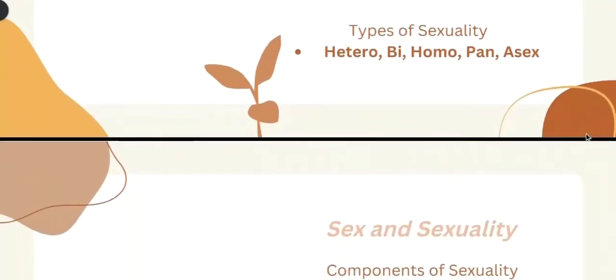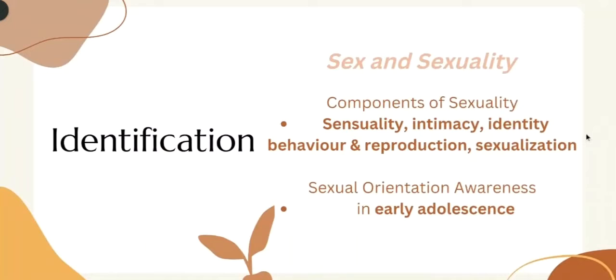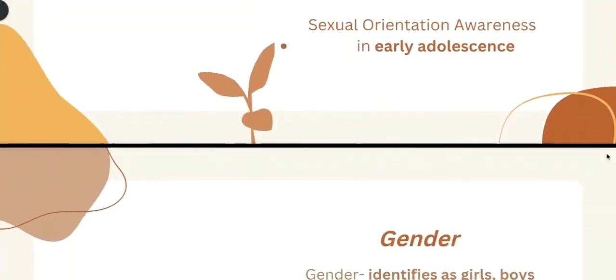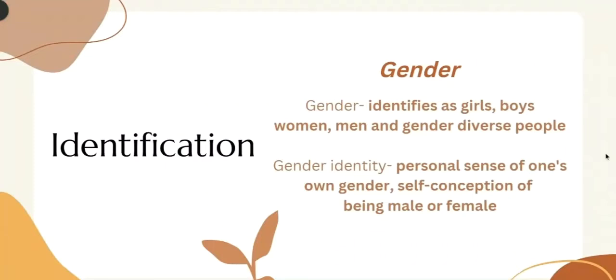Okay, next we have the components of sexuality: sensuality, intimacy, identity, behavior, and reproduction, sexualization. And there is also sexual orientation awareness in early adolescence. So we have this awareness when we reach early adolescence.